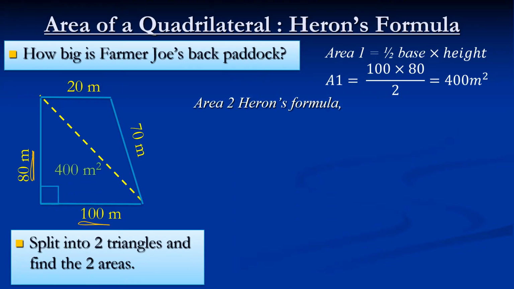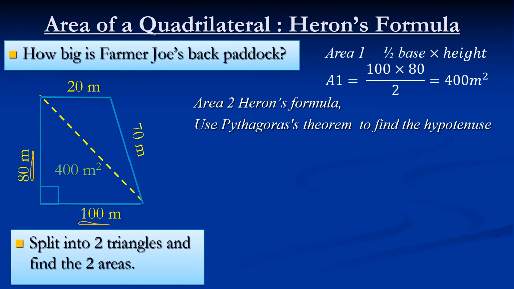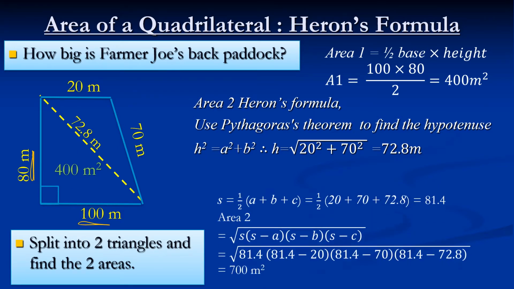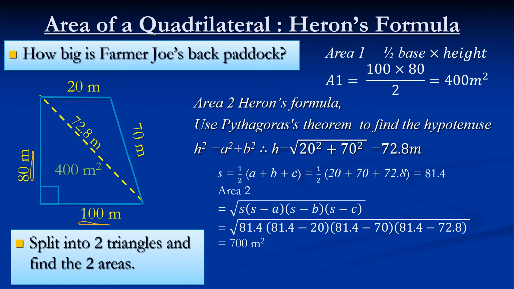Now, if we're going to look at the next one, let's use Heron's formula. But to find the third side, we're going to need to find the hypotenuse, and we'll do that using Pythagoras' theorem. The length of that hypotenuse is going to be 72.8 meters. Then we can substitute the length of those three sides into Heron's formula, and it comes out at 699.999, so we're rounding it off to 700 square meters.